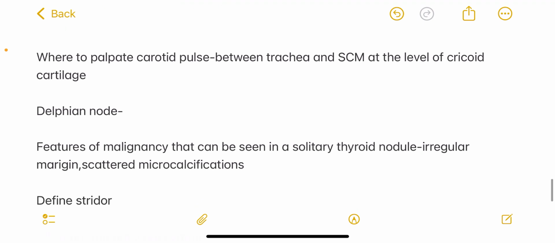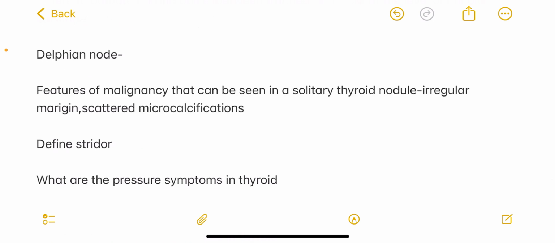Then also we need to define a stridor. Again, a common question. What are the pressure symptoms in thyroid? The dysphagia or dyspnea, all those features I said. Again, the hoarseness of the voice because of the compression of the recurrent laryngeal nerve. All these are features of pressure symptoms in thyroid.